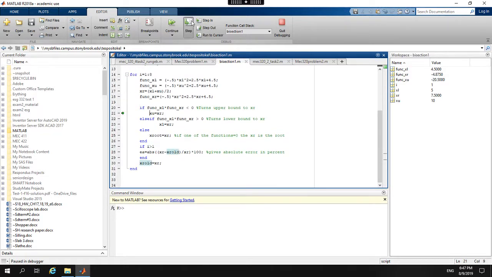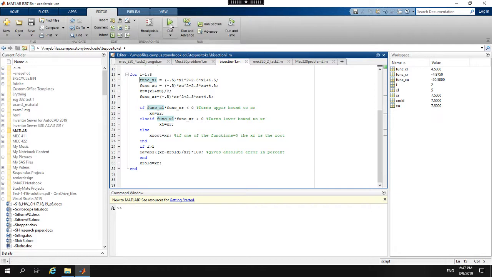So we'll step through this the first time. We get xr is equal to 7.5. The if statement got triggered because this was true right here. So x upper became xr, as you see here in the workspace. And that was our first iteration.